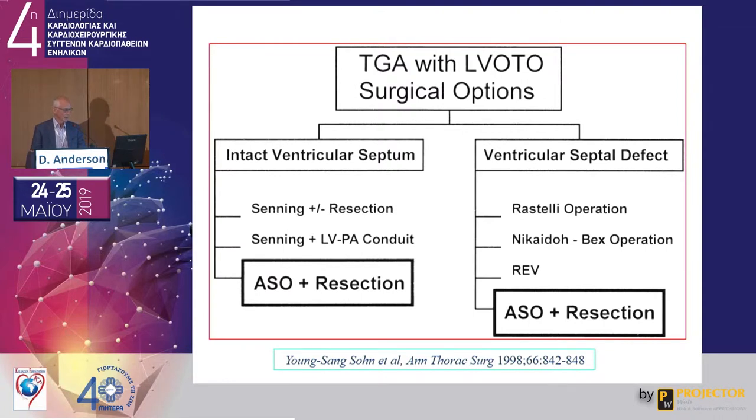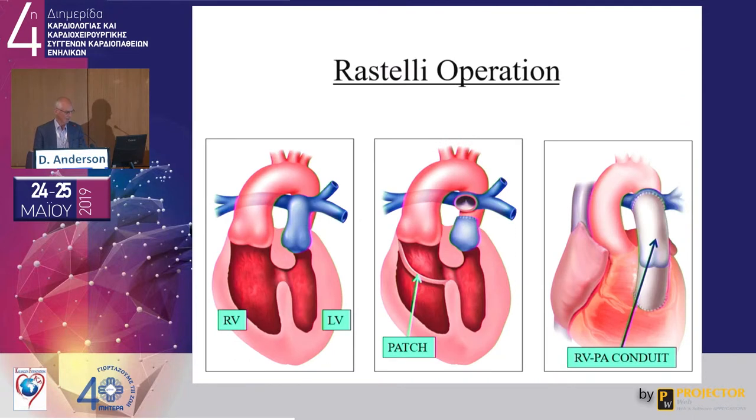So it's very rarely associated with an intact ventricular septum, but where it is, an ascending operation combined with a degree of resection may be appropriate, or ascending with an LV-PA conduit, or arterial switch and resection. If there's a ventricular septal defect, which is the most usual situation, the options are the Rastelli operation, Nikaidoh, REV, or arterial switch with resection, and some others which I'll mention briefly.